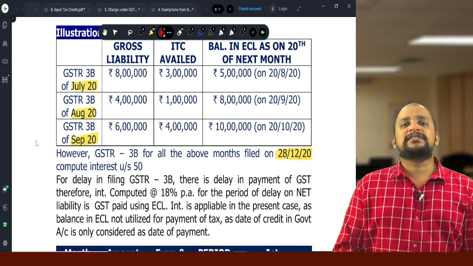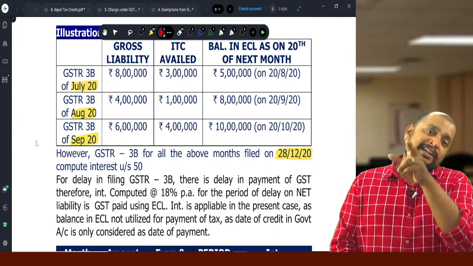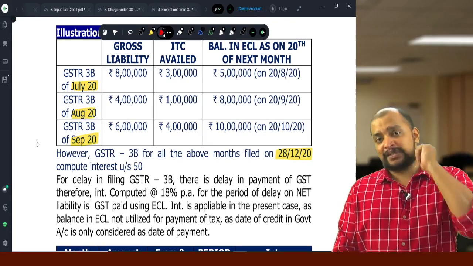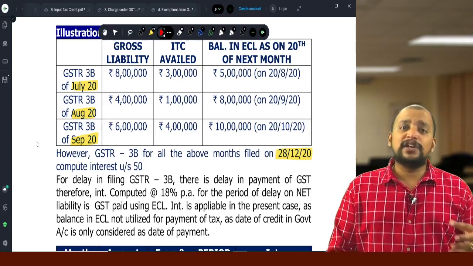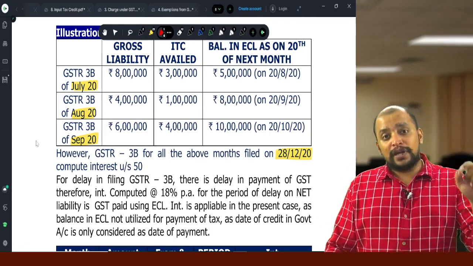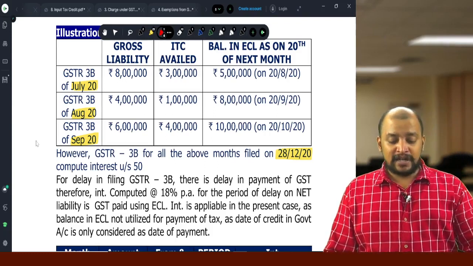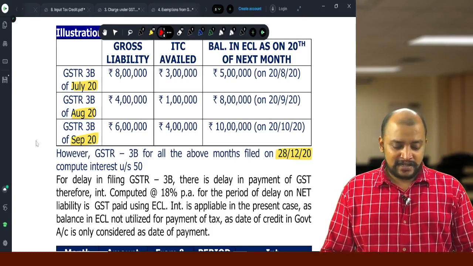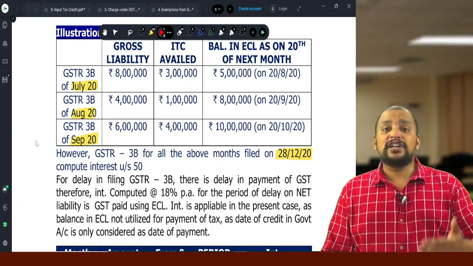He filed GSTR 3B for all these 3 months on 28 December. Only on the date when he filed GSTR 3B does the tax get adjusted. Until that point, the tax will not get adjusted. So here he needs to pay interest. Why? Because he did not file 3B on time. For July 2020, he needed to file 3B by 20th August, but he filed on 28 December. So August 11 days, September 30 days, October 31 days, November 30 days and December 28 days: 130 days for which he needs to pay interest.